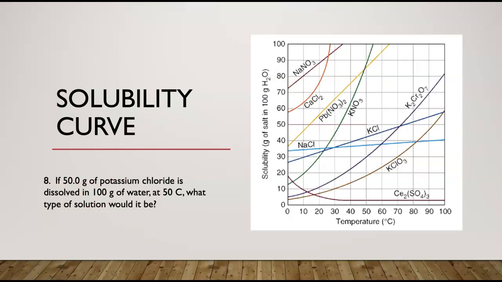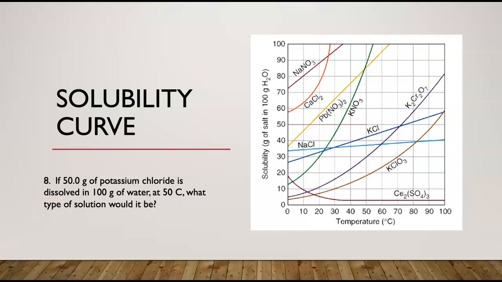All right, so what'd you say for this one? So 50 grams of potassium chloride. So I first have to find potassium chloride. Go over to 50 grams. See where it intersects the line. And the question asks us about at 50 degrees Celsius. So obviously that would be above the line.